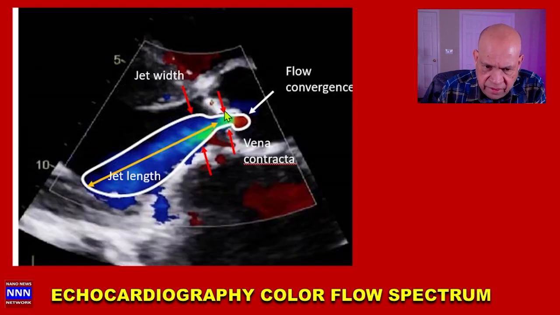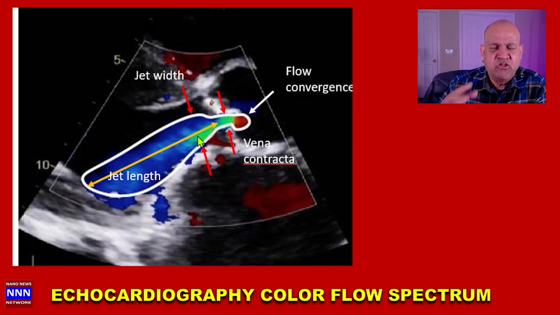We can look at the neck, the vena contracta, the area through which there is regurgitation. Then we look at the flow convergence right before that, and the jet length, jet width.